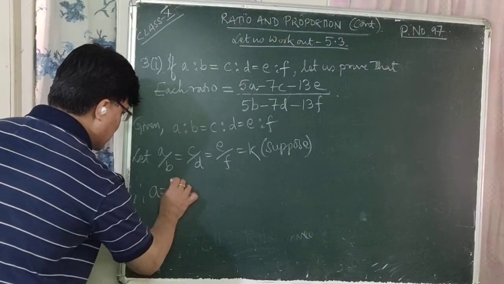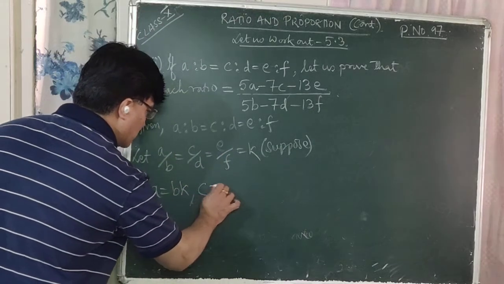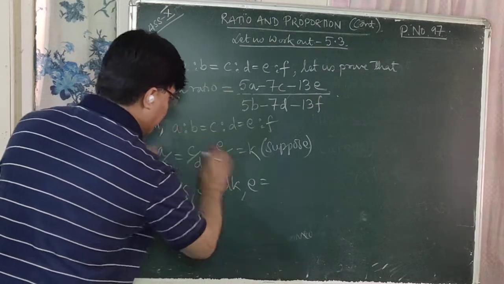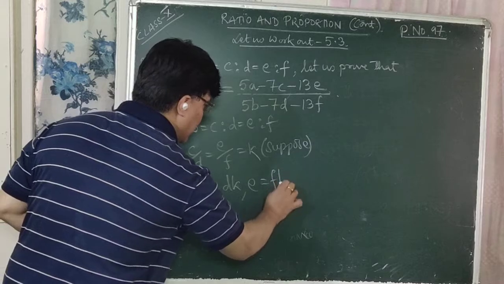So what is the value for A? A is equal to BK. What is equal to C? C is equal to DK. What is the value for E? E is equal to FK. Alright?